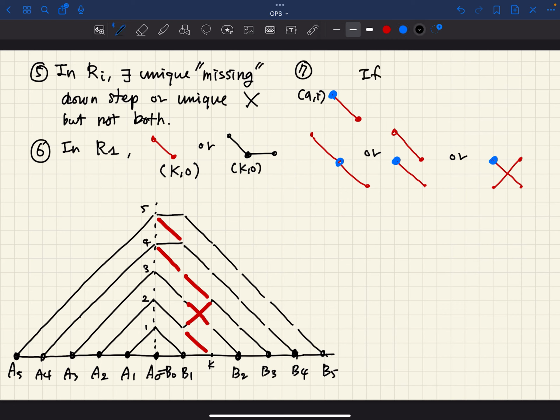If this is red, I think this is correct, because missing by definition means it's not a figure X. Figure X means it's not missing, it's there, but it's with a crossing. So if this is a red thing, then we must have one of these situations. Either this is a figure X. If it's not a figure X, then we have to have this or this. That's what I said.